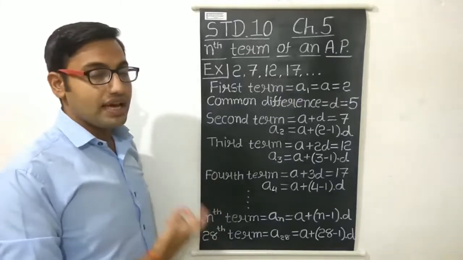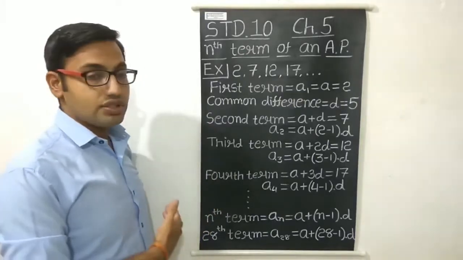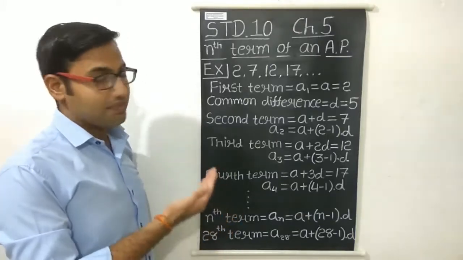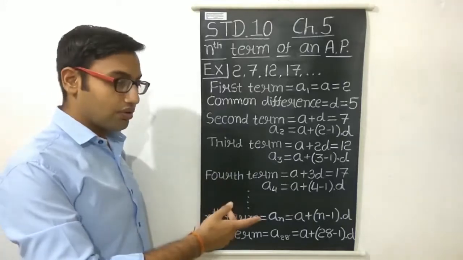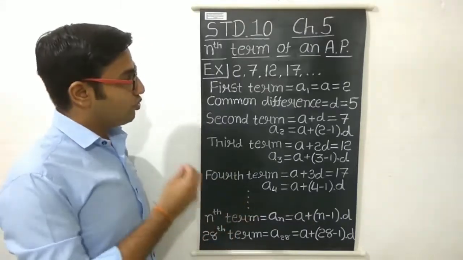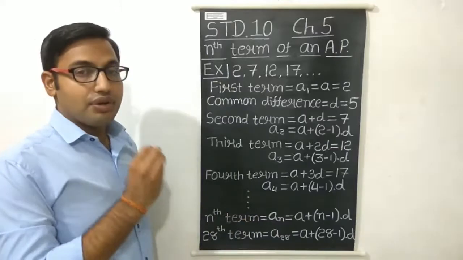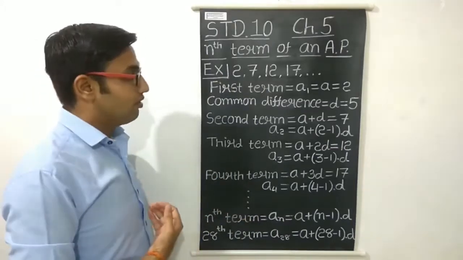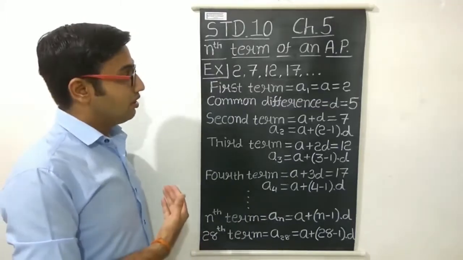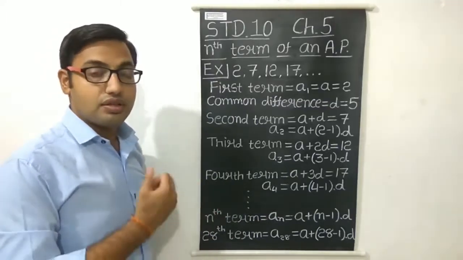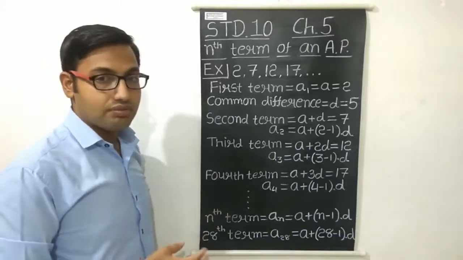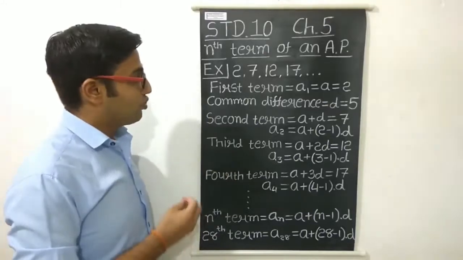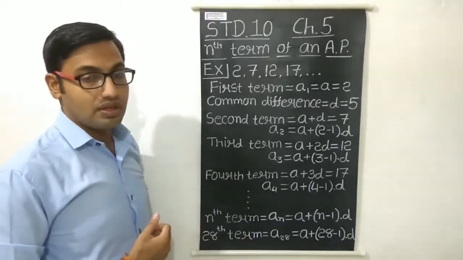We know what an arithmetic progression is. It is a collection of terms and all terms are equidistant, that means the difference between any two consecutive numbers is the same. Suppose we are given the first three terms of an AP, and then we are asked to find the 20th term or 25th term, or let's suppose the 36th term. So how do we find that term?